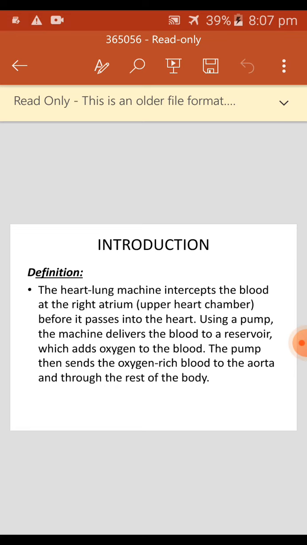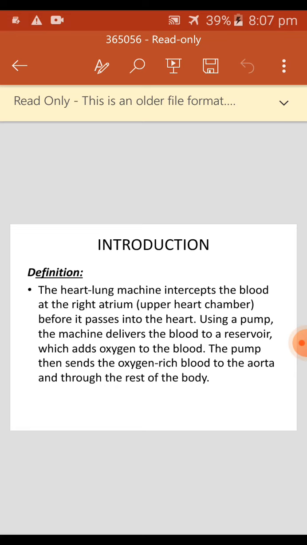This surgical technique usually has a direct influence on the configuration of the HLM and on the way the perfusion is carried out. OPCAB, off pump coronary artery bypass, refers to cardiac surgeries carried out without the support of an HLM.